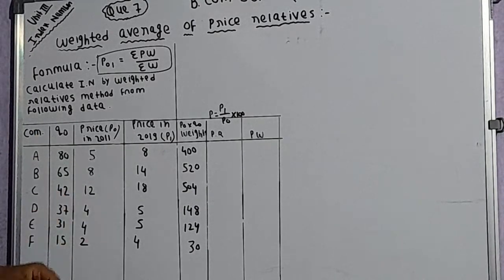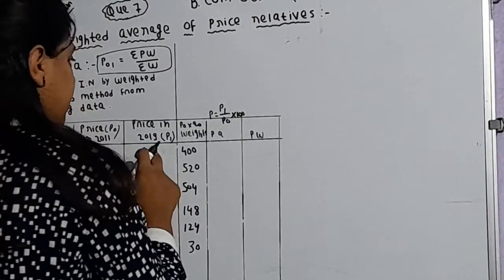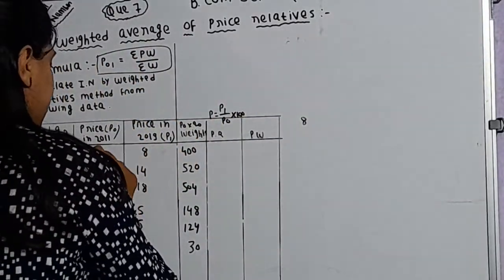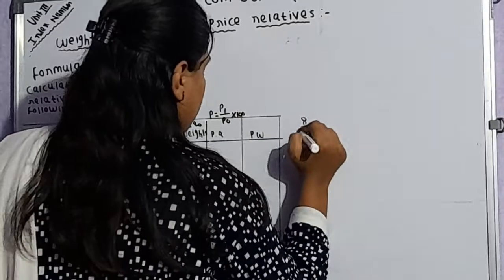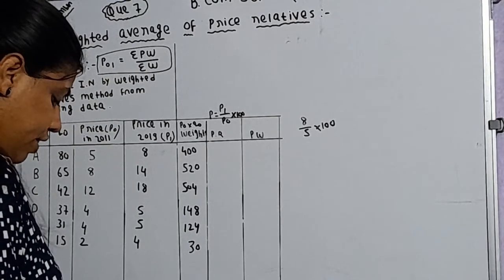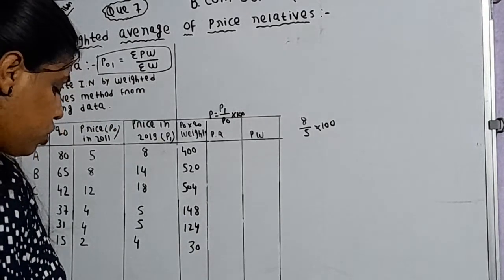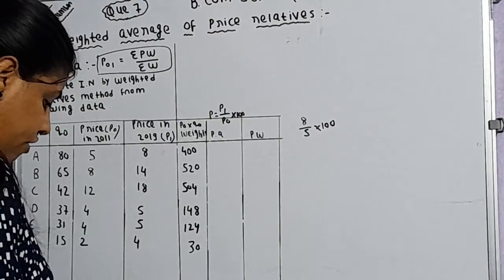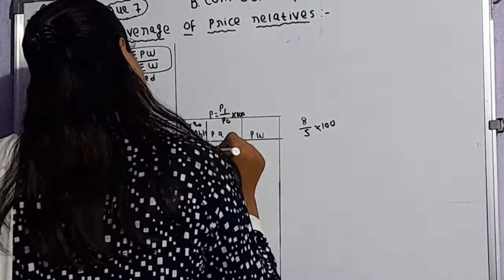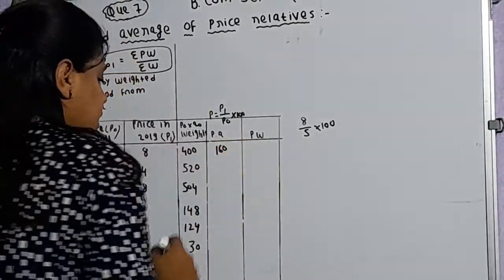So let's do it for each commodity. Let's start with commodity A. Price of commodity A in current year was rupees 8, and price of commodity A in base year is 5, into 100. 8 divided by 5 multiplied by 100 comes to 160. Price relative for commodity A is 160.